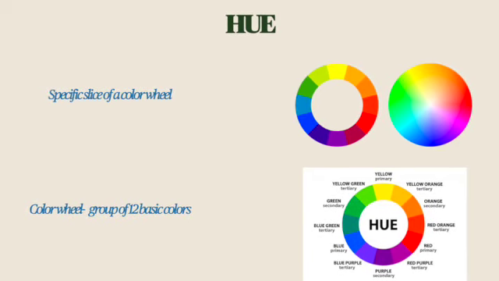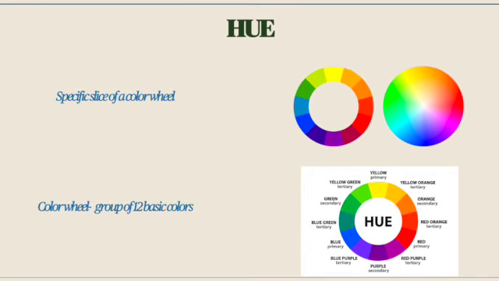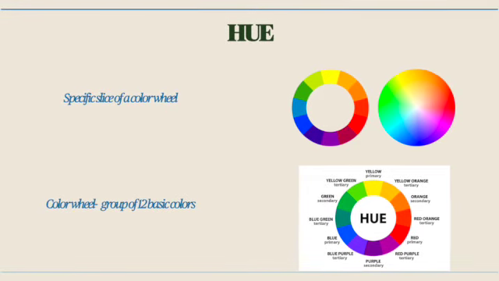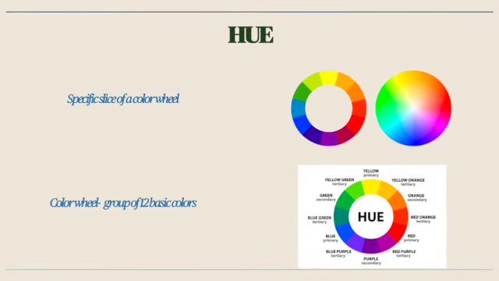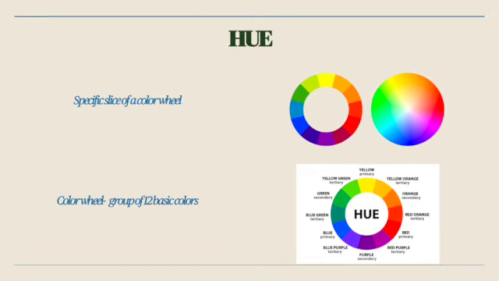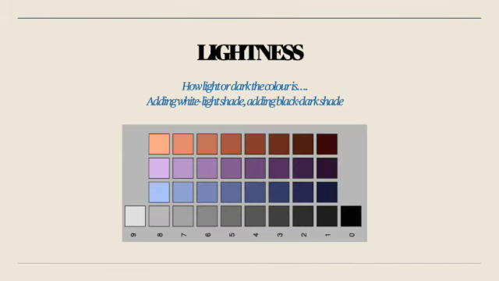The first is hue. Hue is a specific slice of the color wheel. The color wheel is a set of 12 basic colors, as we can see from the figure. So hue represents any one color of this set of 12 colors. The next color coordinate is lightness.